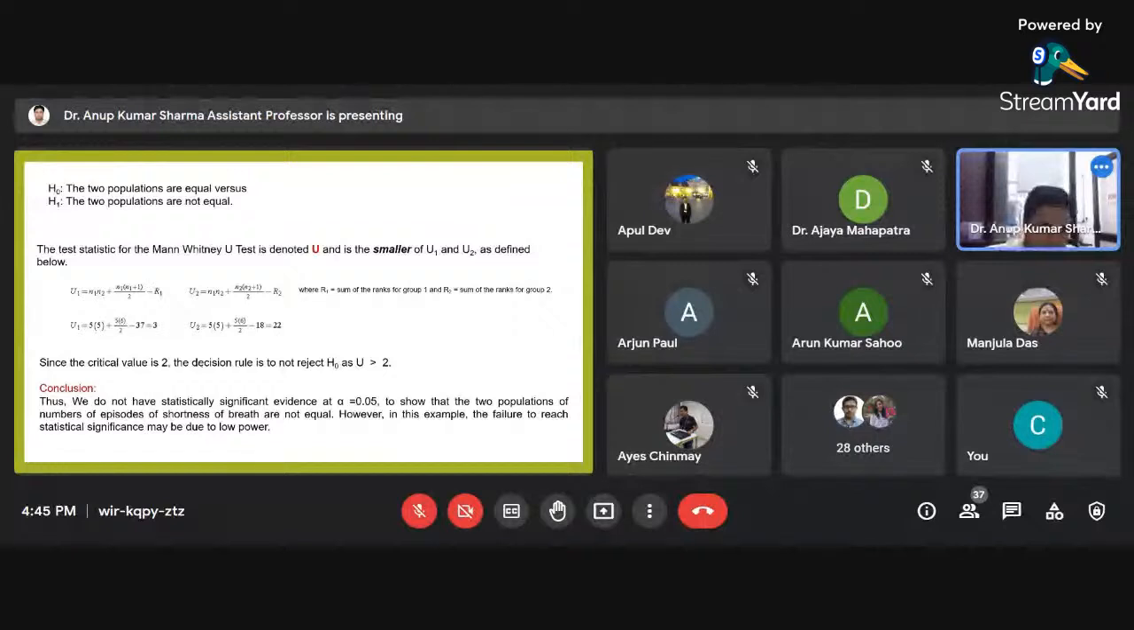Here the critical value is written. However, here U is the minimum of U1 comma U2, so the minimum of 3 comma 22 is equal to 3. So that means here U is equal to 3. The critical value is 2, which we calculated from our table, that is the Mann-Whitney table.